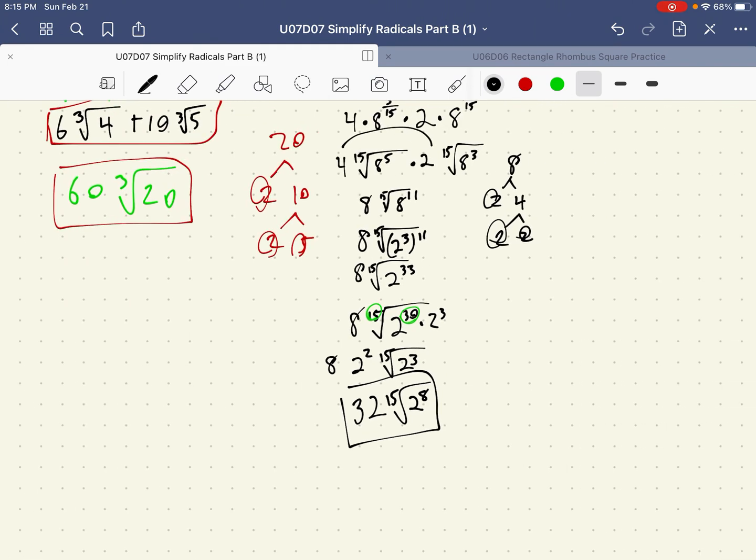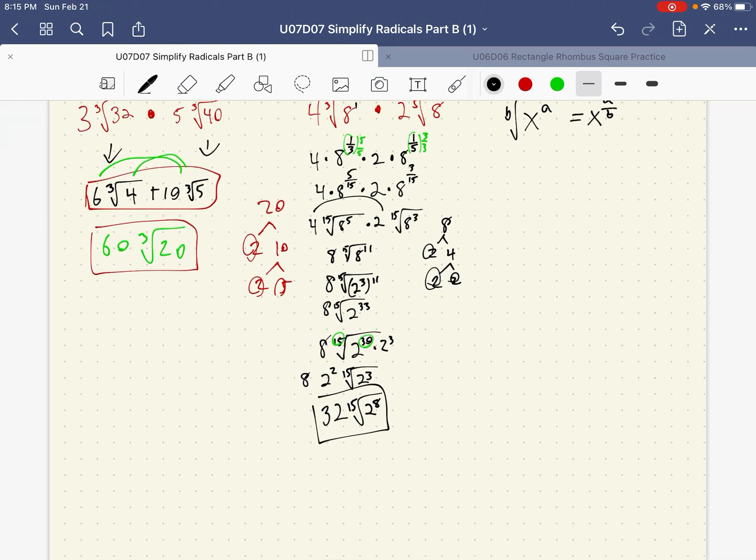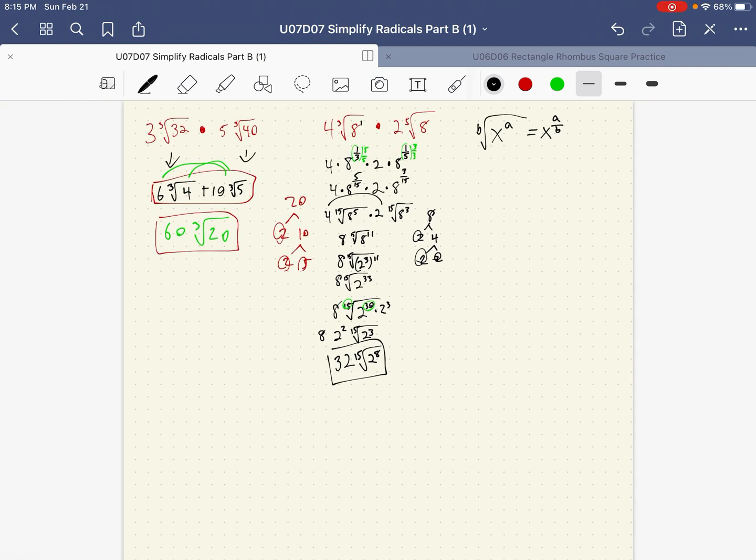All right, so we can multiply them by changing the radicand to have the same index, and we have to do that by converting them into exponents, and we can do that by finding a common denominator.